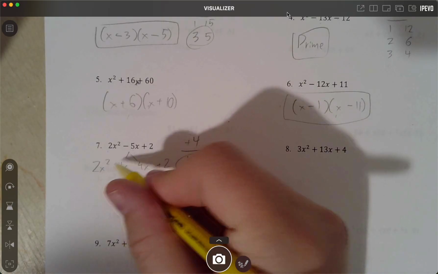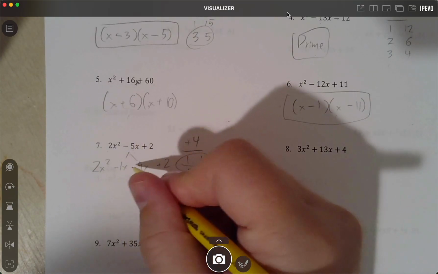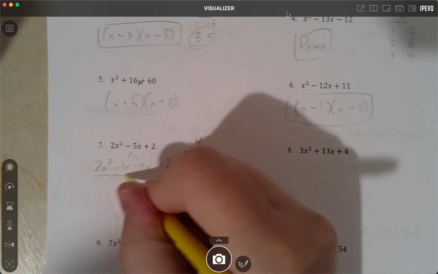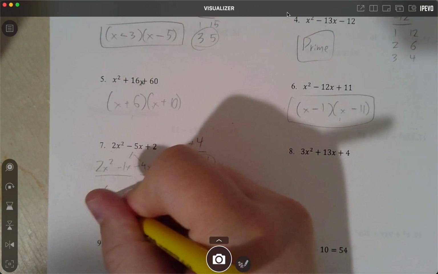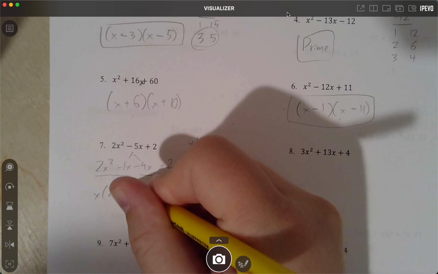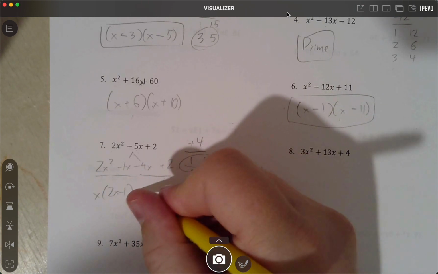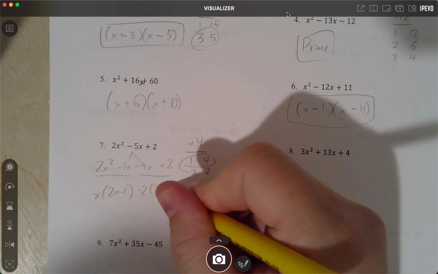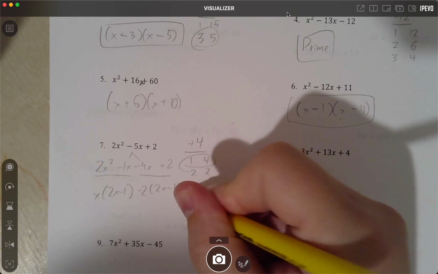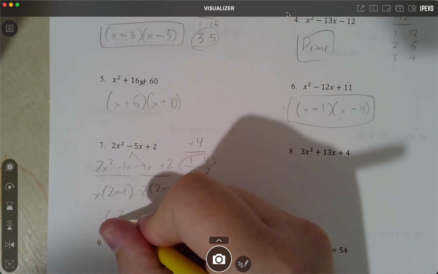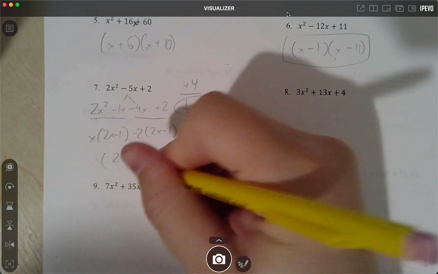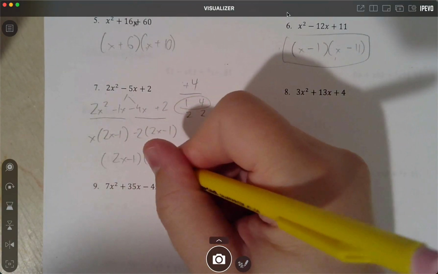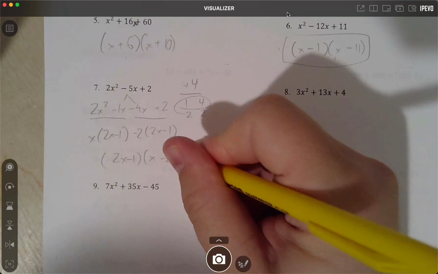And so, how do I make negative 5 out of these? Well, they're both negative. And what do I do now? I do regular by grouping. These share an x, I'm left with 2x minus 1. How do I make a match? I need to take out a negative 2, and I'm left with 2x minus 1. Now what's shared is the 2x minus 1, and what's left over is the x from here and the negative 2 from here.